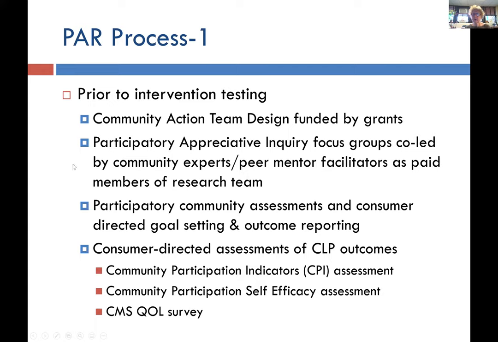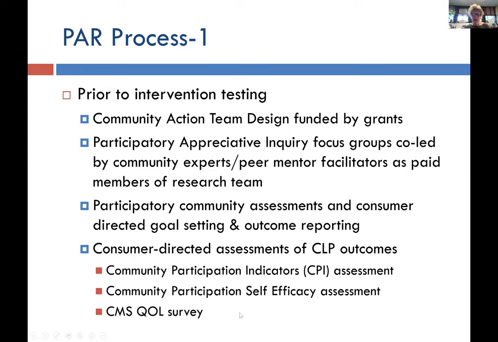We also did a series of appreciative inquiry focus groups, which is an action research spin on focus groups. It lets you work with a group to identify the issues they're facing related to community living, and then to dream about what you would like this program to look like, and then to take action and actually make that new program. We did participatory community assessments and consumer-directed goal setting. And then finally, we used a set of validated outcome instruments so we could have quantitative evidence to show the impact of these different programs.